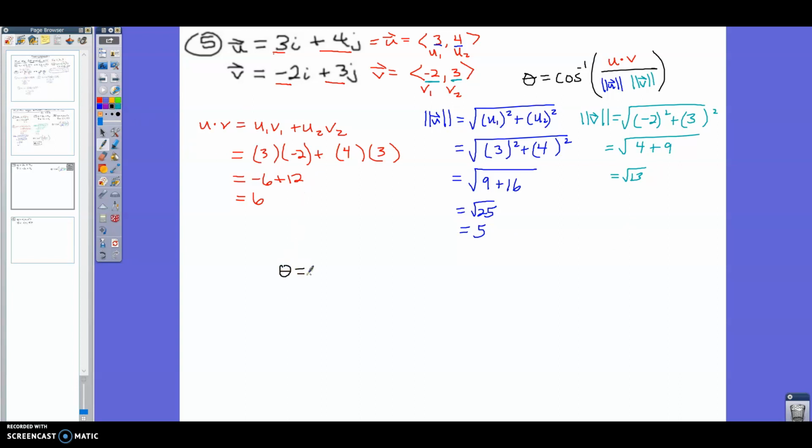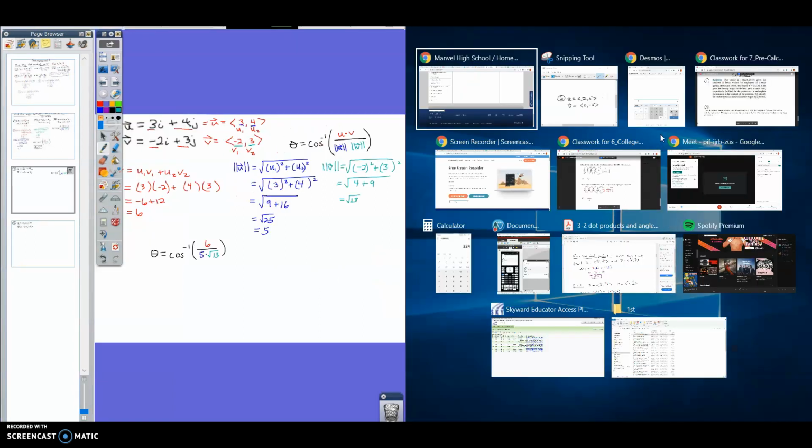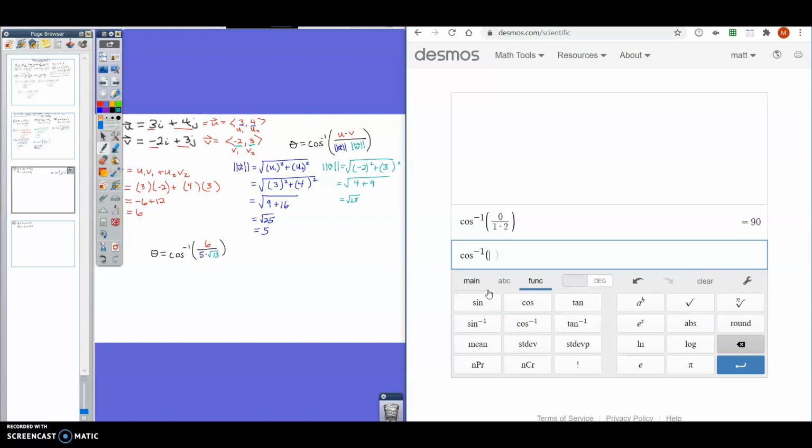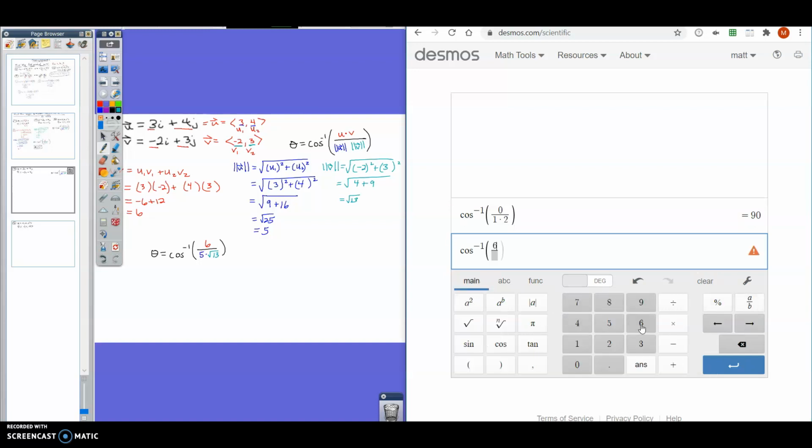So now we have everything we need to plug it into the formula. So we're going to put our dot product up top, which is 6, over the magnitude of vector u, which was 5, times the magnitude of vector v, which was the square root of 13. So we want to find the angle, so we need to type that in the calculator. So we get 70.55, so we'll round it to one decimal place, so we'll say 70.6 degrees.